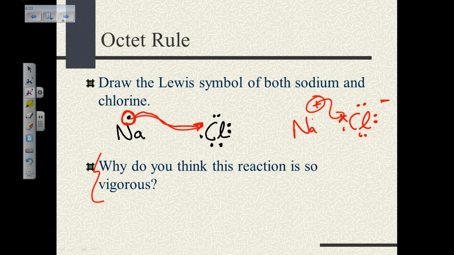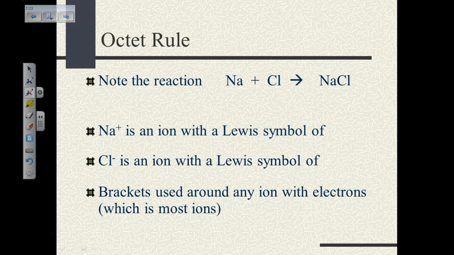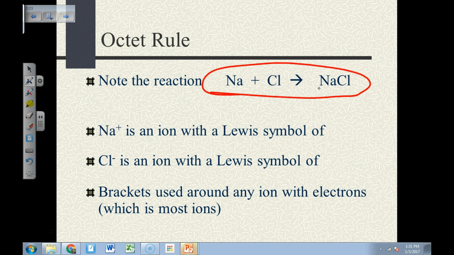That is how the octet rule can help us in determining charges and Lewis symbols and things like that of metals and nonmetals. And that's what we are talking about here. Now, so here's the reaction. Sodium plus chlorine gives us sodium chloride.